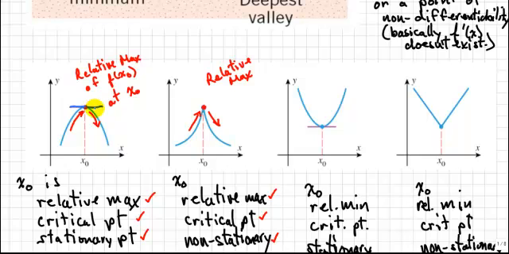So this is an example, like I said, of a critical point that's a stationary point. This one's an example of a critical point that's non-stationary, right? You don't get a horizontal tangent line there. In fact, you get a sharp corner, a cusp. That's a point of non-differentiability. There's no derivative there. But the function is still continuous there. It's increasing beforehand, decreasing after, so you're going to get a relative max.